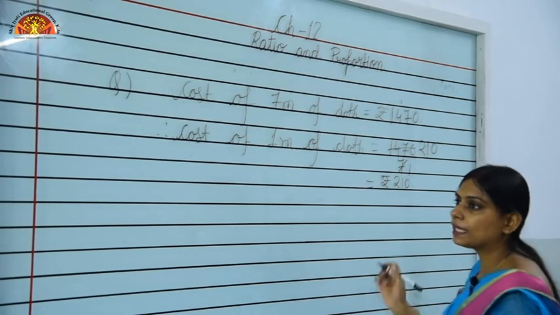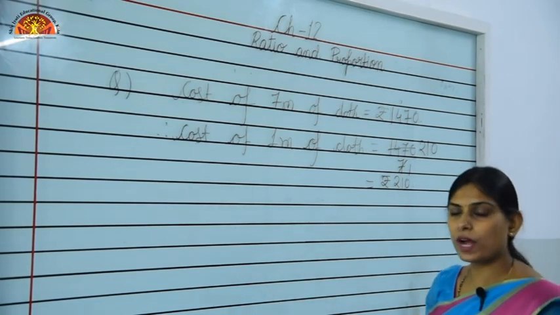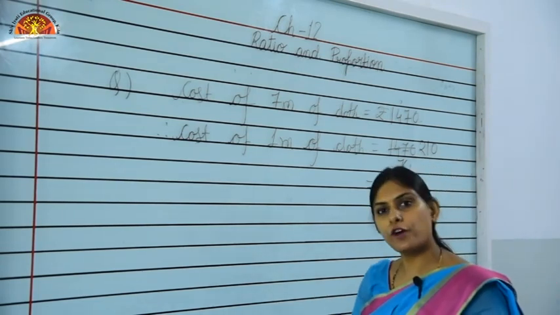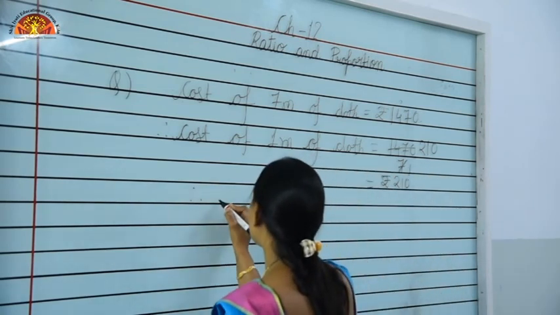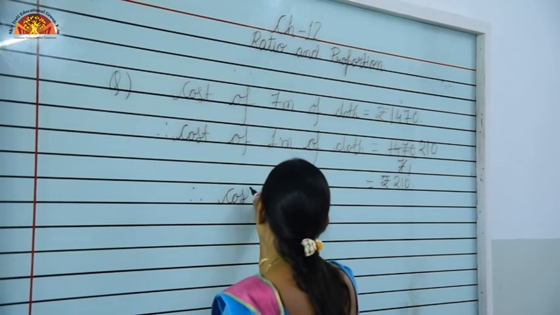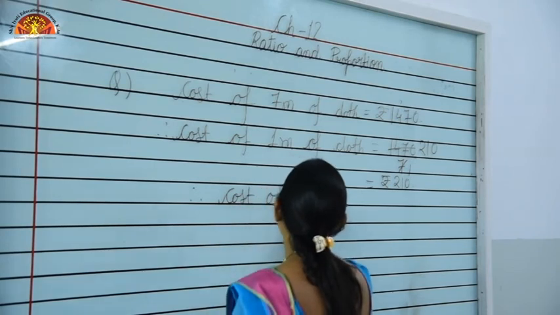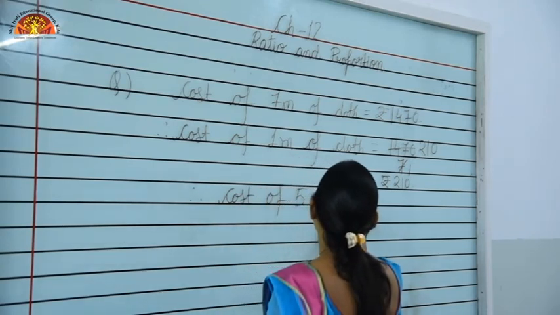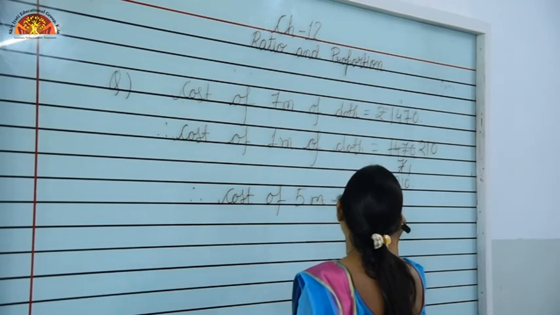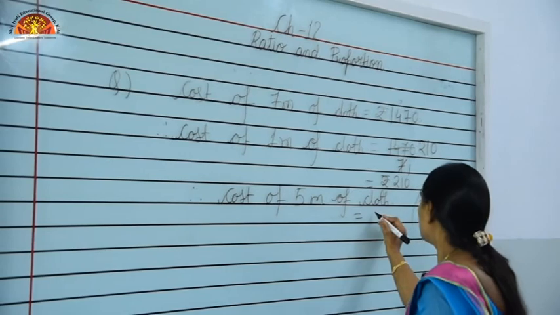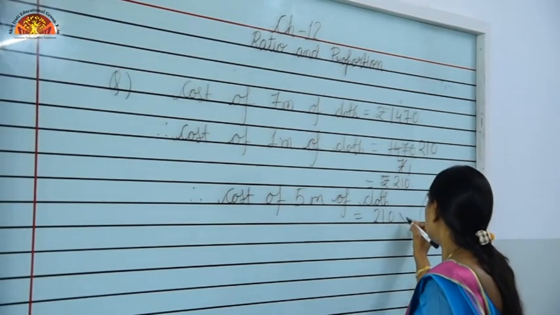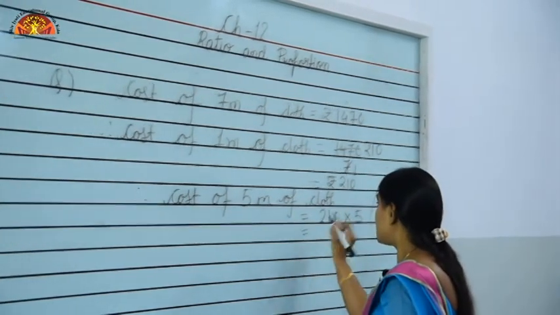Now what has been asked? That you have to find the cost of 5 meters of cloth. So now we can determine the cost of 5 meter of cloth. Cost of 5 meter of cloth is equals to 210 into 5. हमने ऐसा क्यों किया है?